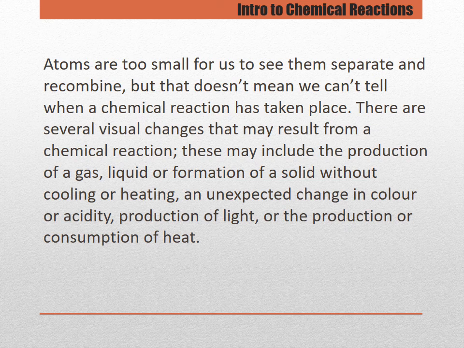Atoms are too small for us to see them separate and recombine, but that doesn't mean we can't tell when a chemical reaction has taken place. There are several visual changes that may result from a chemical reaction. These may include the production of a gas, liquid, or formation of a solid without cooling or heating, an unexpected change in color or acidity, the production of light, or the production or consumption of heat.